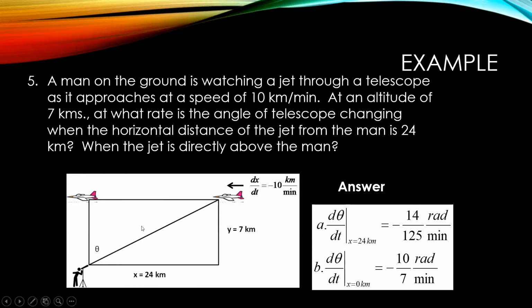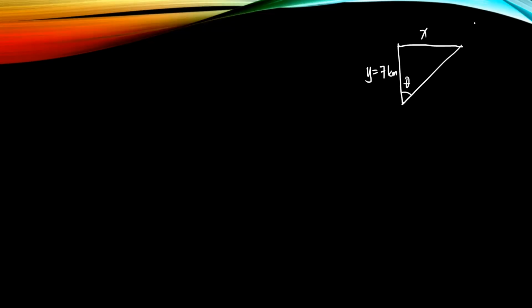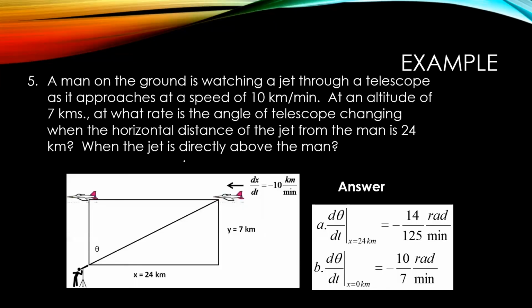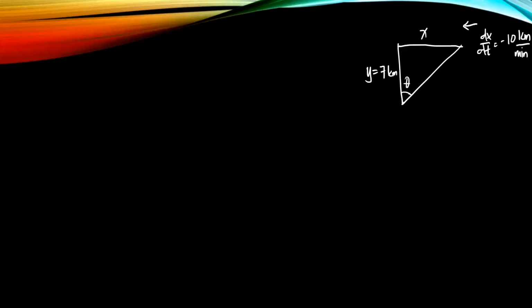So let's draw. I'll just draw this triangle because this is where the angle was placed. If it's moving horizontally, 7 km is constant. The x is not constant. X only happens at one instance. But you notice that this one is negative 10 because the distance away from the person is becoming shorter. That's why I can see here that dx over dt is negative 10 kilometers per minute. That's fast. So I can see here that this is the angle.